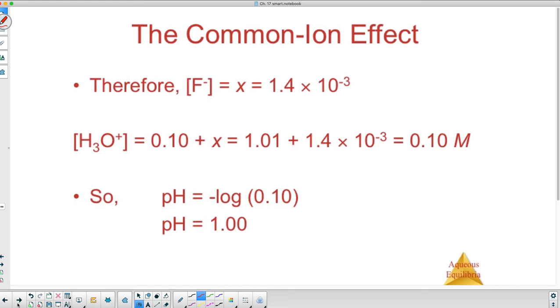So the common ion effect basically says that the change from the concentration of F minus is almost non-existent. This should be 0.1, I'm not sure why it's not. But notice that when I add 0.0014 to this, it might as well be that. In other words, it didn't change hardly at all. That's the common ion effect, and I will go over an example problem with you on that.